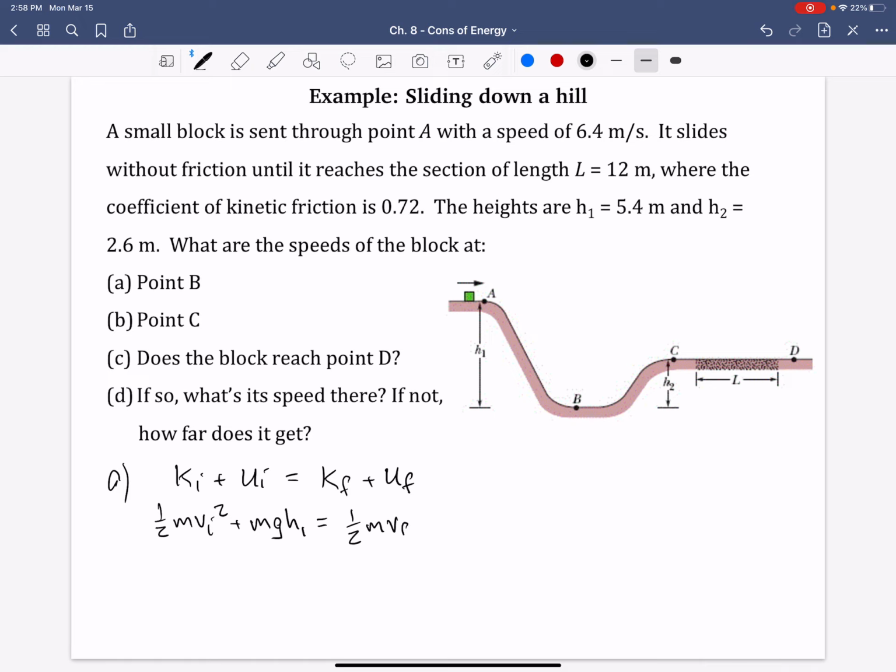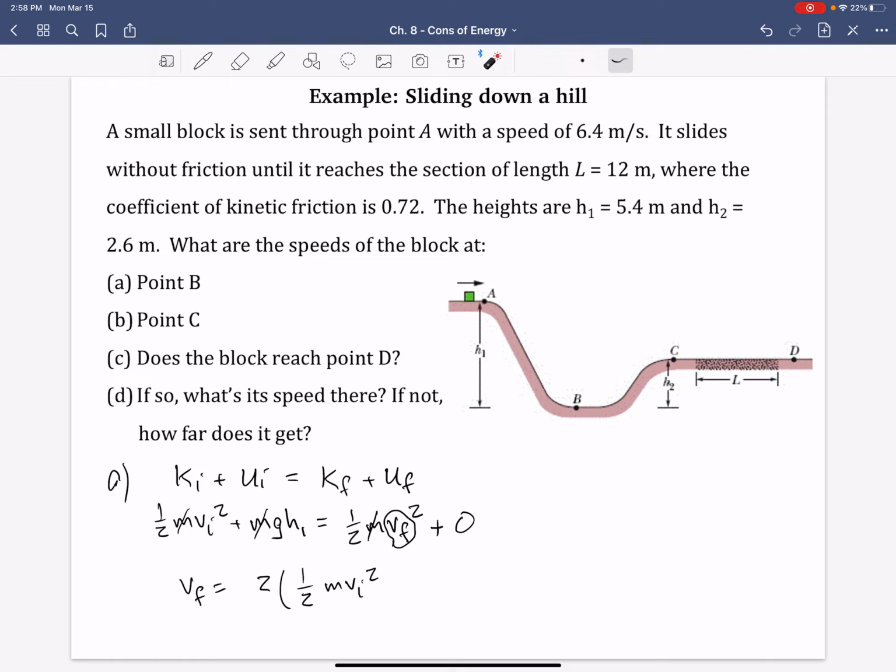So K final is 1/2 m v final squared plus, since I'm measuring from the height of B, I'm just going to say that's plus 0. The height at B is 0, so that term is 0. And what are we finding? Well, we're finding the final speed, v_f. So after a little bit of algebra, you can actually cancel out mass if you want. And so we're simply multiplying the left side by 2.